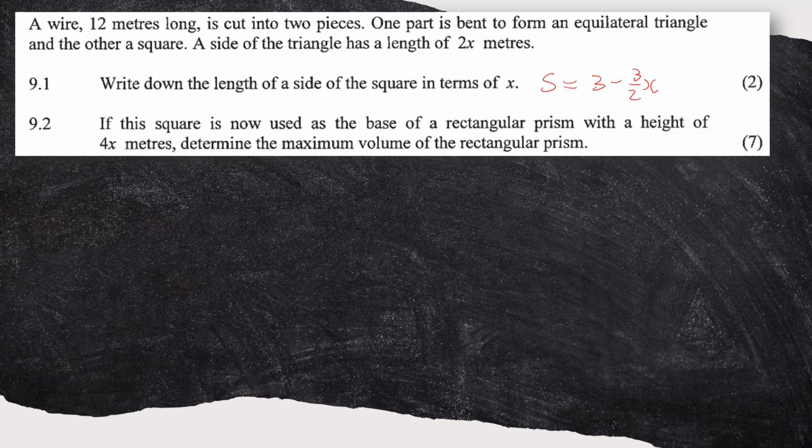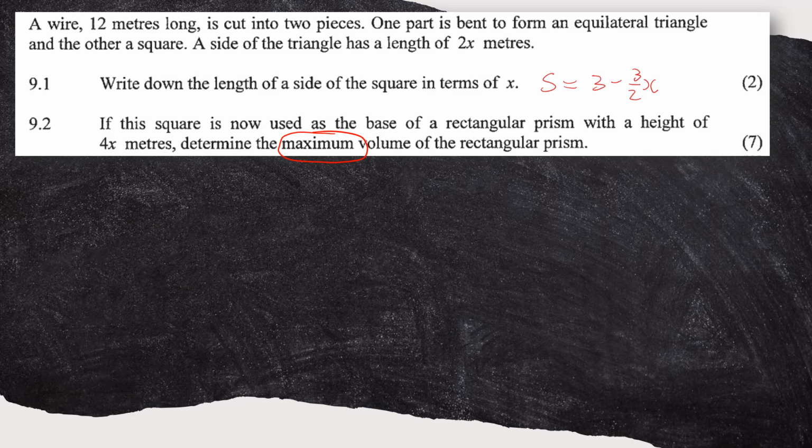Okay, so 9.2 is saying if this square is now used as the base of a rectangular prism, with a height of 4x meters, determine the maximum volume of the rectangular prism. So you can see that this is an optimization question, or rather application of calculus, and the keyword that allows us to decide is the term maximum.